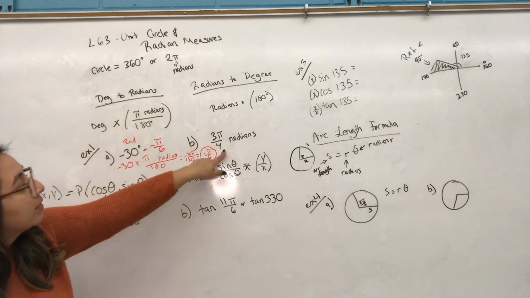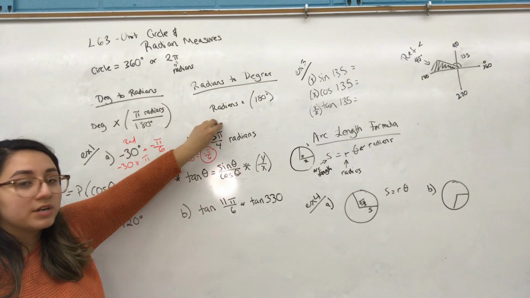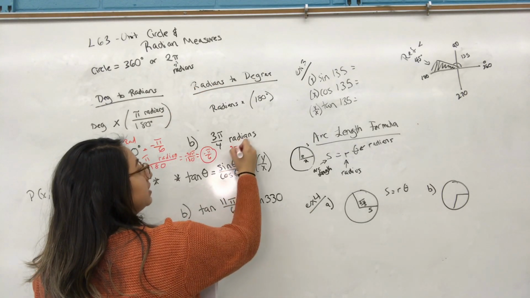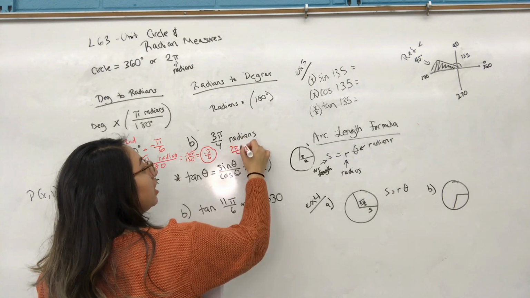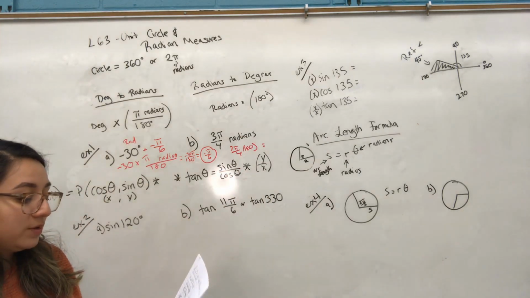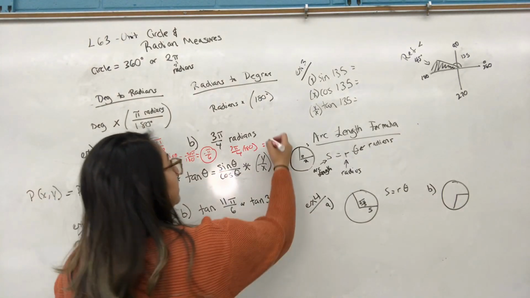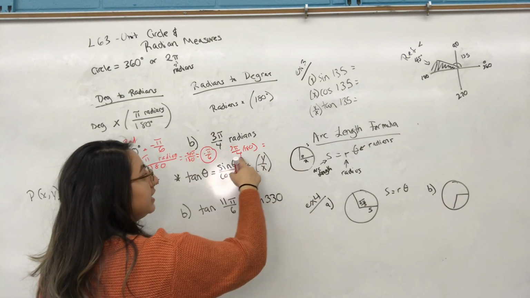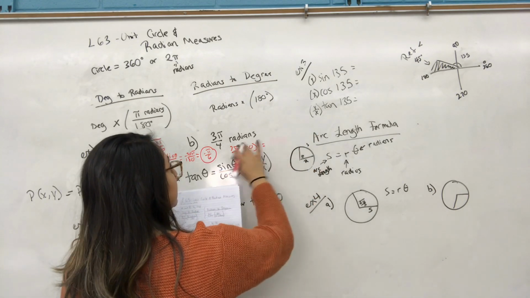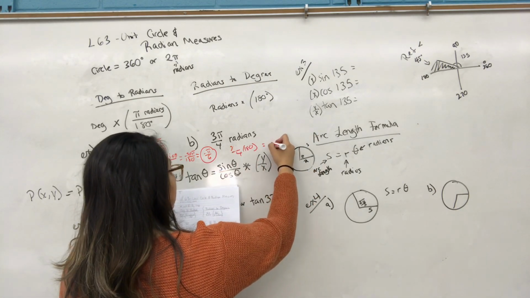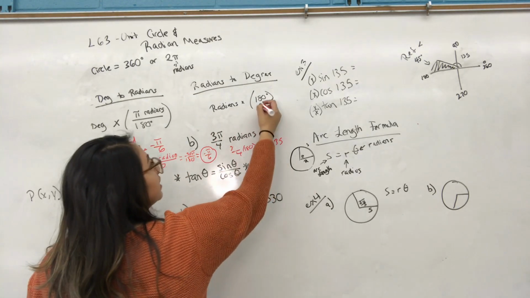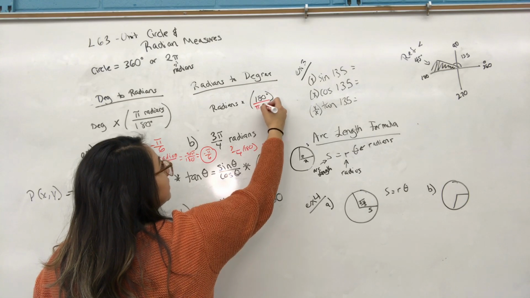Next one, B. We're going to convert it from radian form to degrees. So we have 3π radians over 4. According to this, all you do is multiply it by 180. So when you multiply it out, 3 times 180 divided by 4, you actually end up with 135.